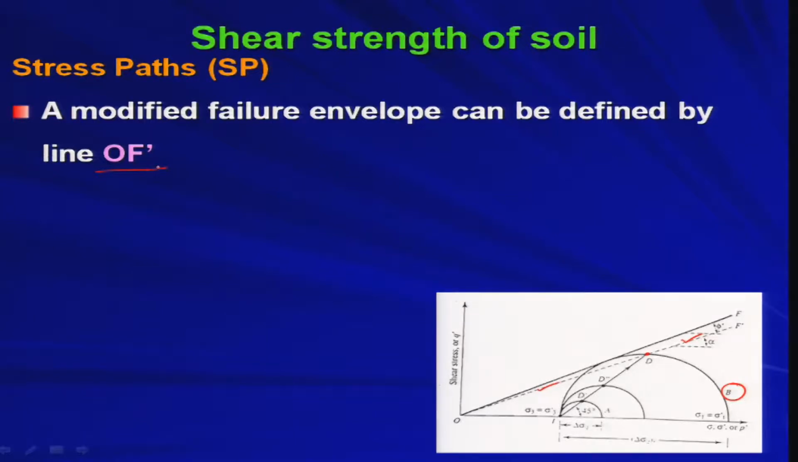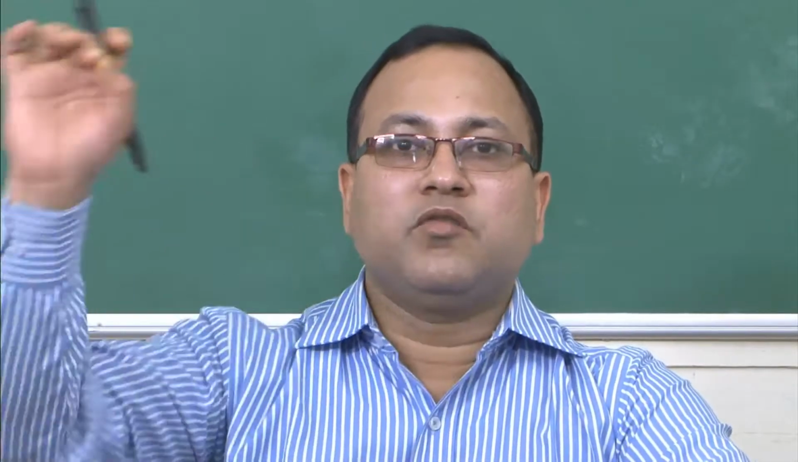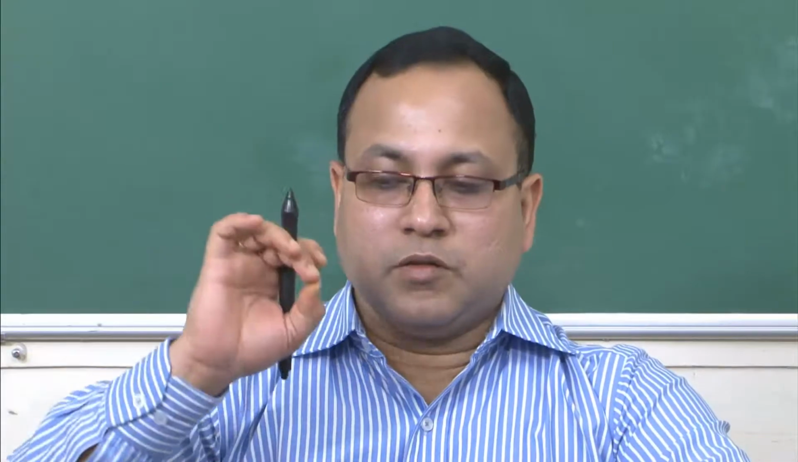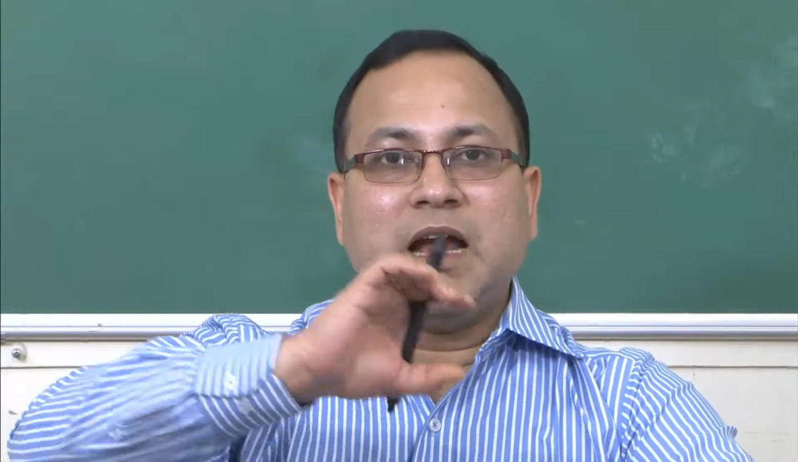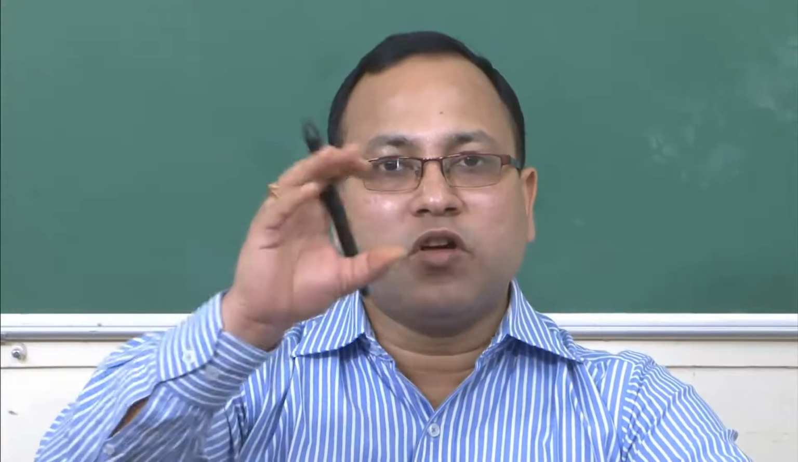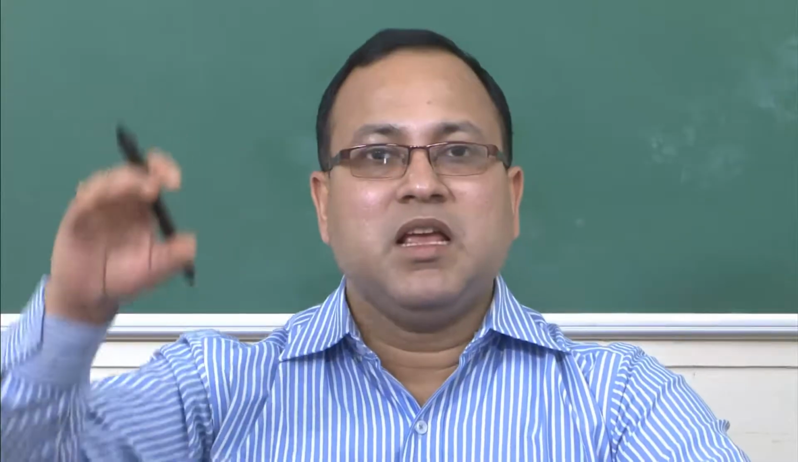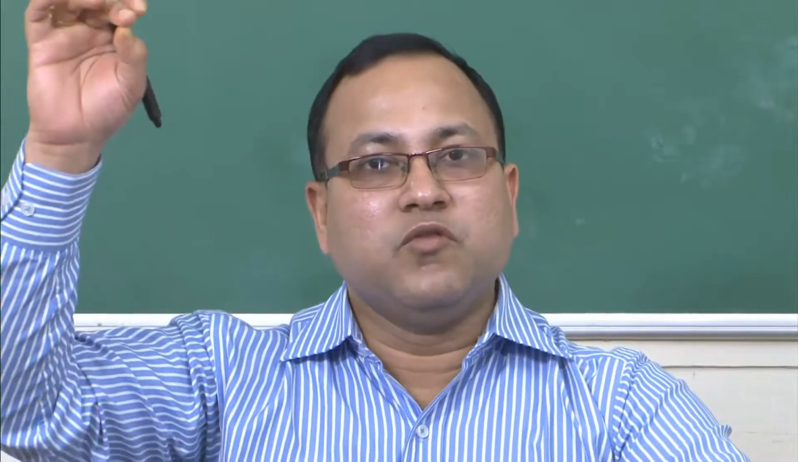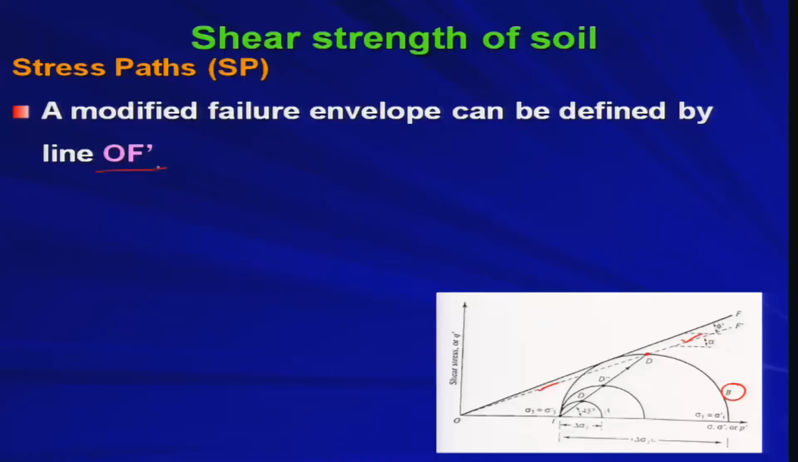So, when you are joining the stress path, the points on the stress path will be talking about the stages of stress application on the specimen, and ultimately when you get the failure, if you join that point with the origin, you will get the modified failure envelope.